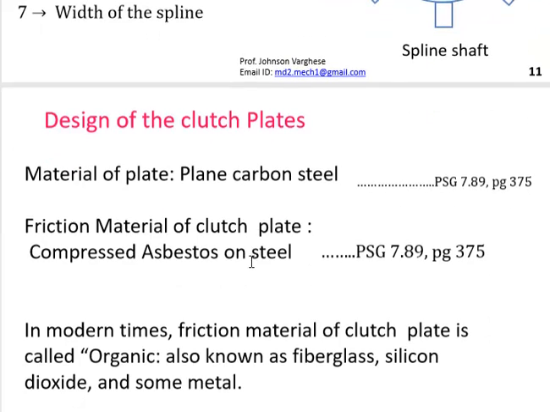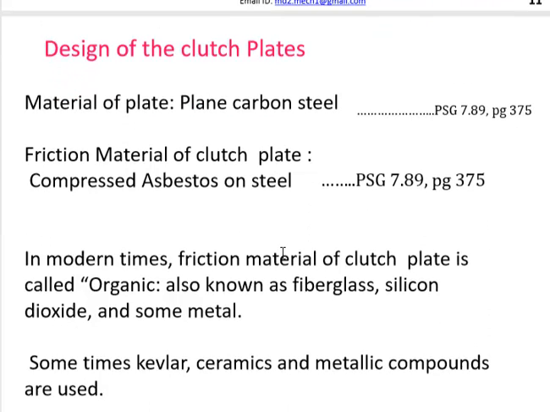Now let us try to decide the design of the clutch plates. Now the material for the plate can be plain carbon steel as recommended in the design data book 7.89. Friction material of the clutch plate can be compressed asbestos on steel. So this material also is recommended on 7.89. We will be taking recommended values because the corresponding values with this material are given in the design data book.